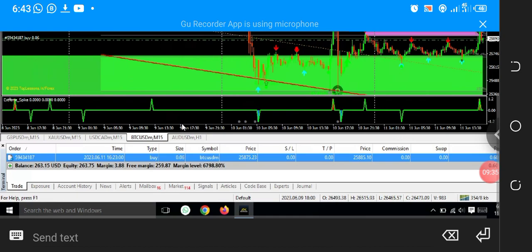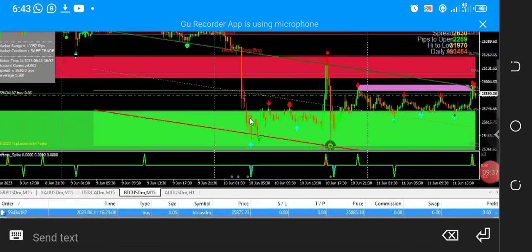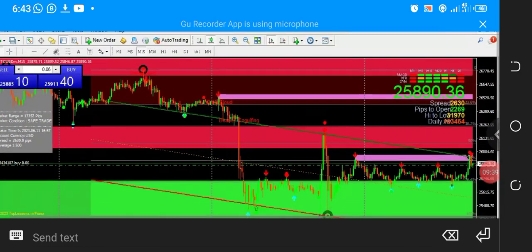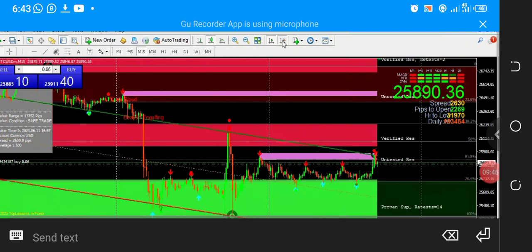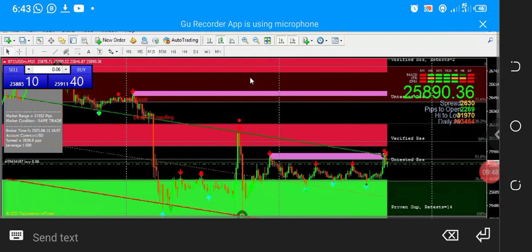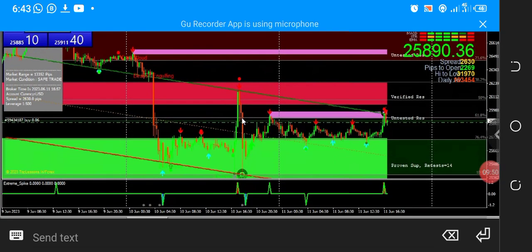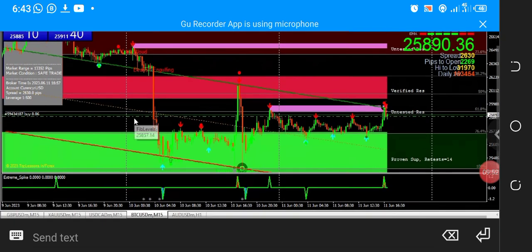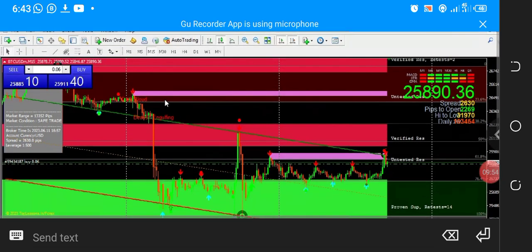Let me use... Okay, we're already in BTC. Let me go to the current chart to see. We should have some live. Okay, so yes, let me use this to explain the buy trade, since BTC is already in a buy trade right now. So that is what you look out for for a sell.